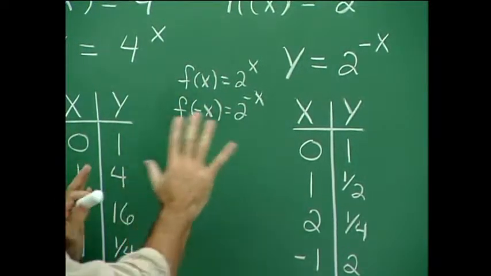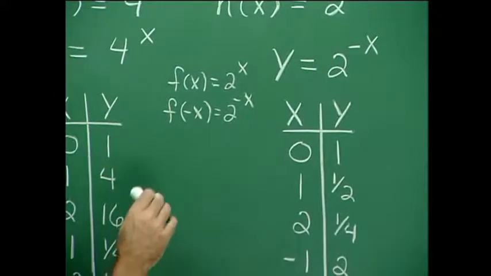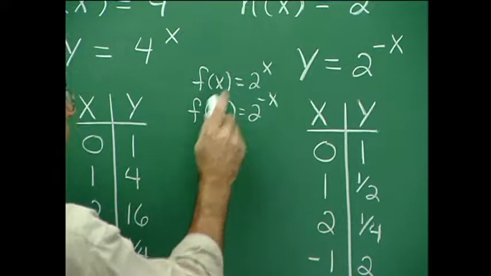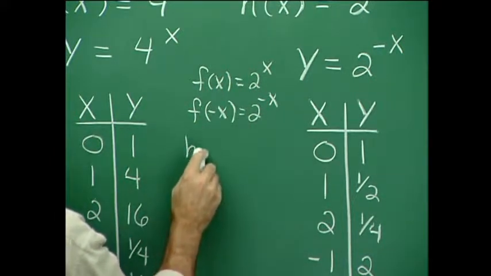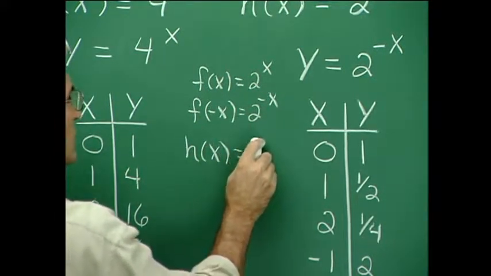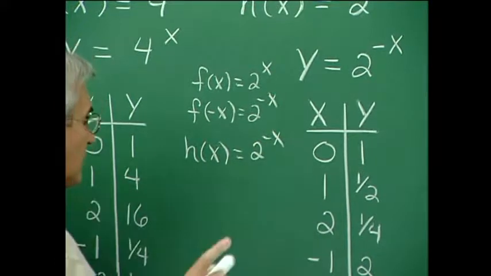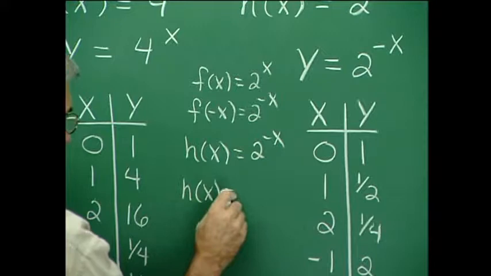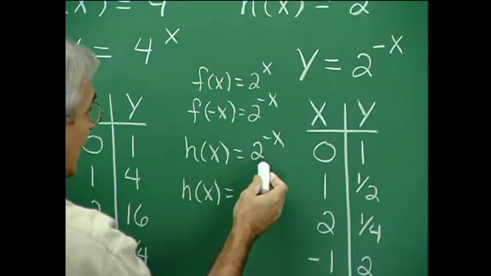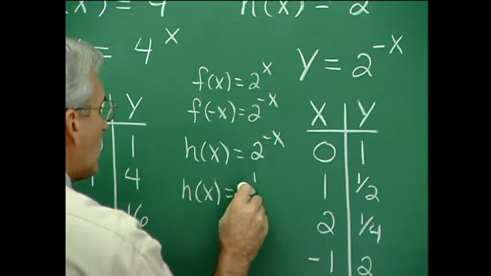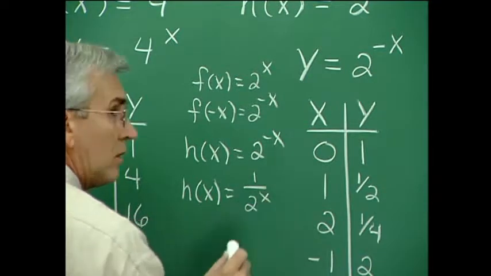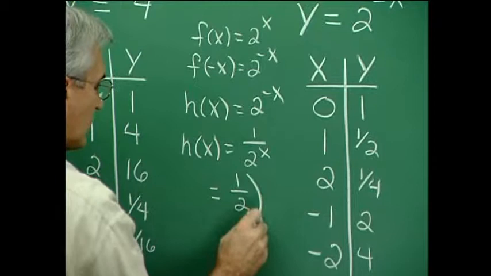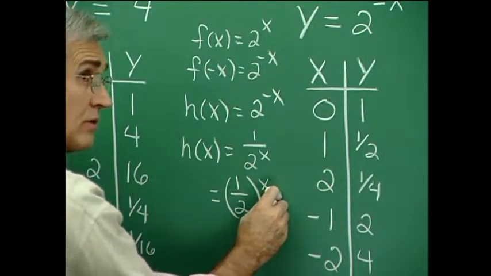Now, another way to analyze this situation is that we can actually manipulate this a little bit. I'm going to go back to the h function here. This h of x is 2 to the negative x. And I can rewrite this as 1 over 2 to the x power, or I can think of it as 1/2 to the x power like this.